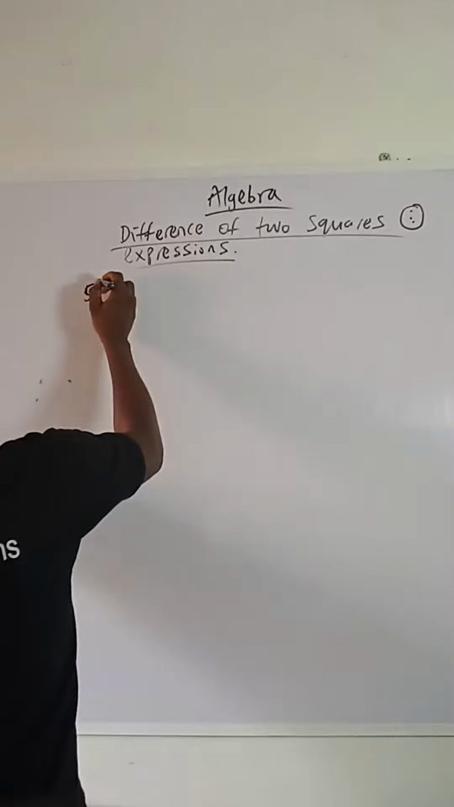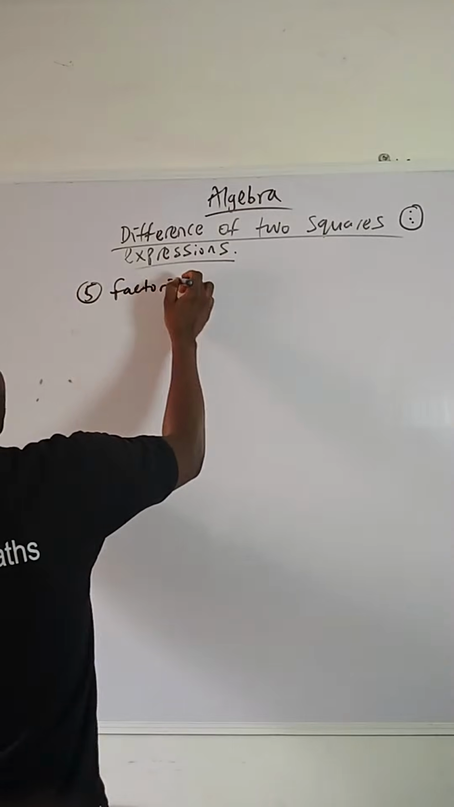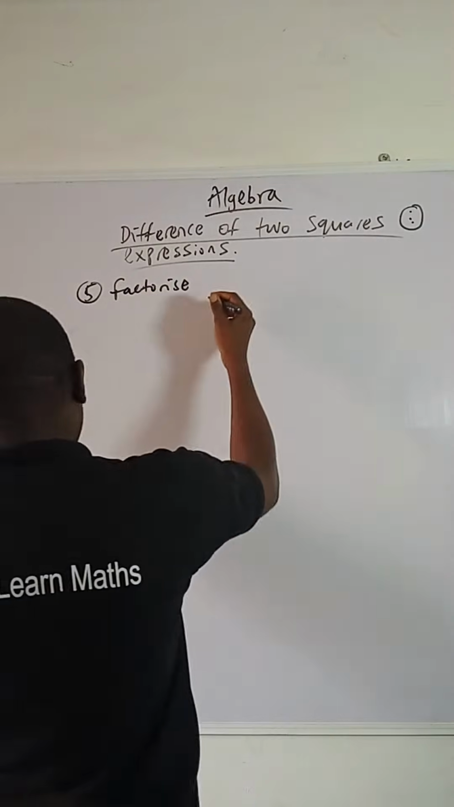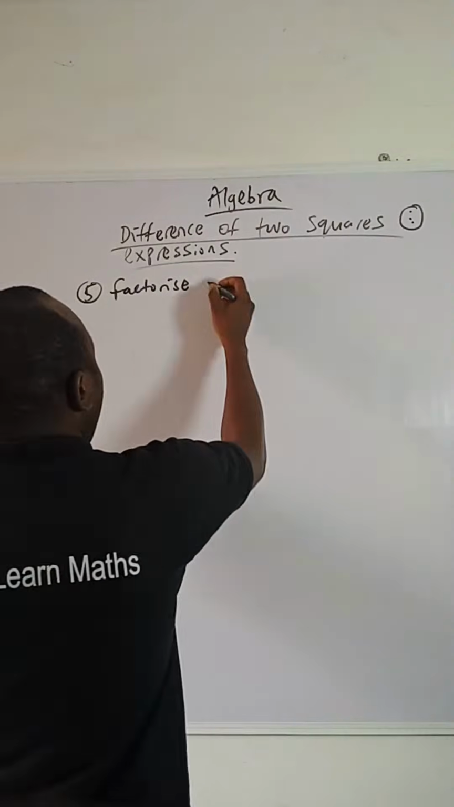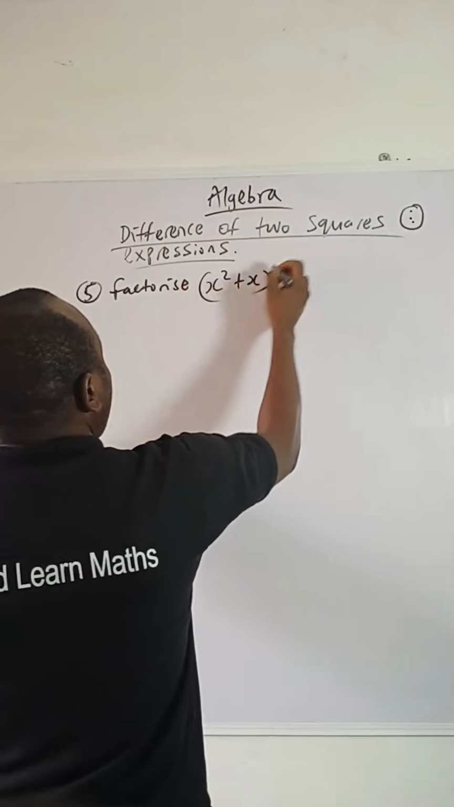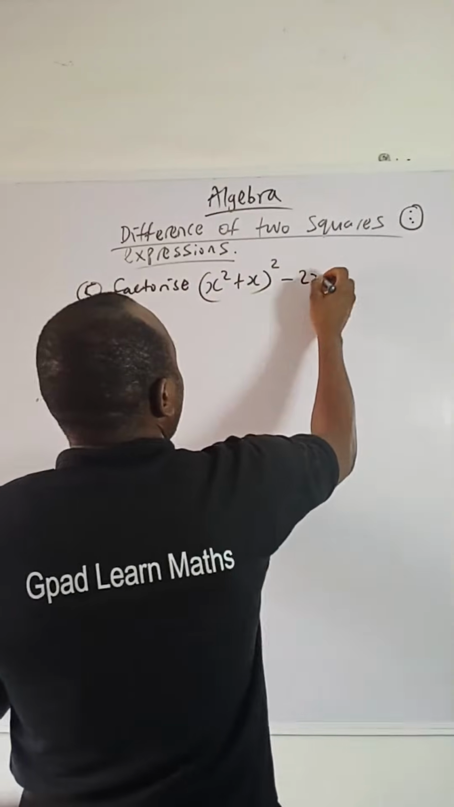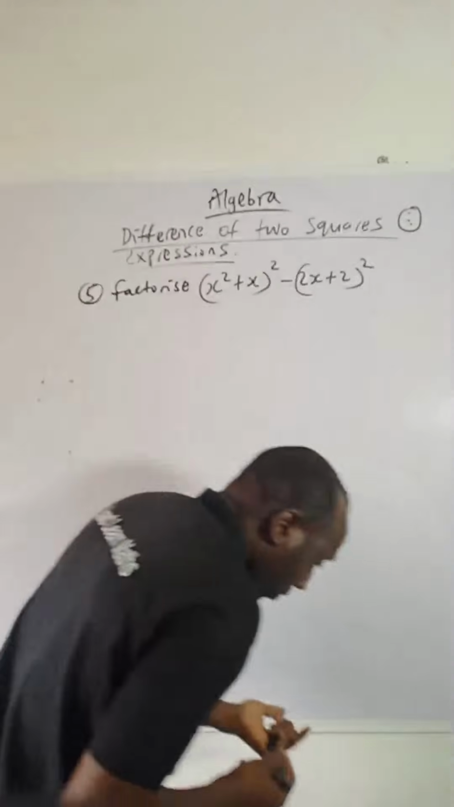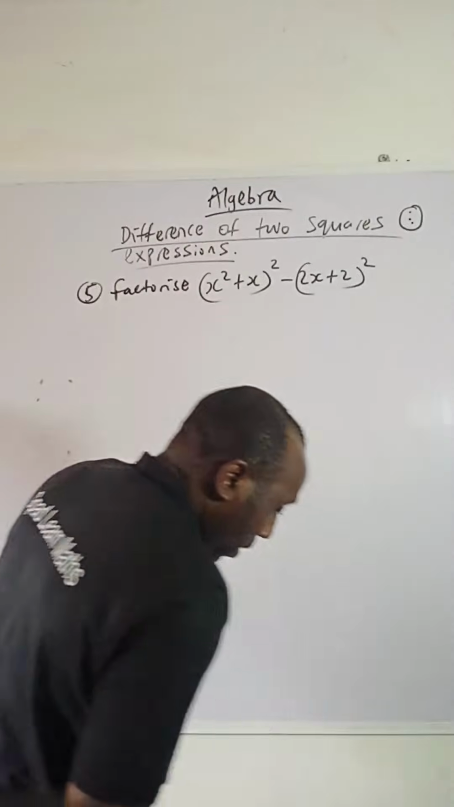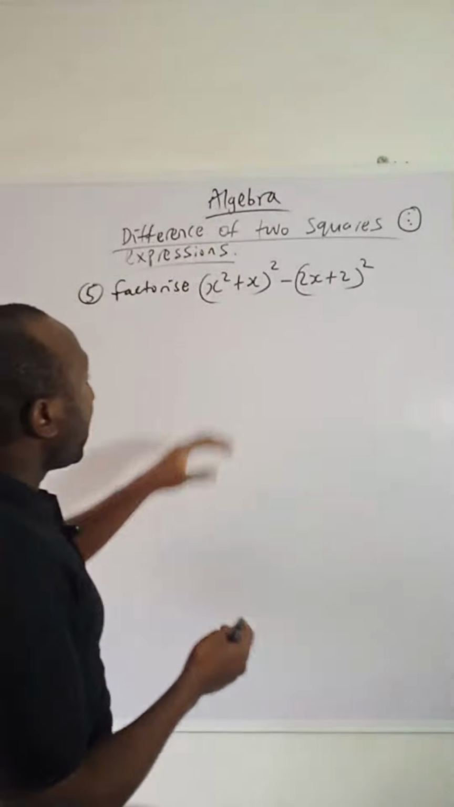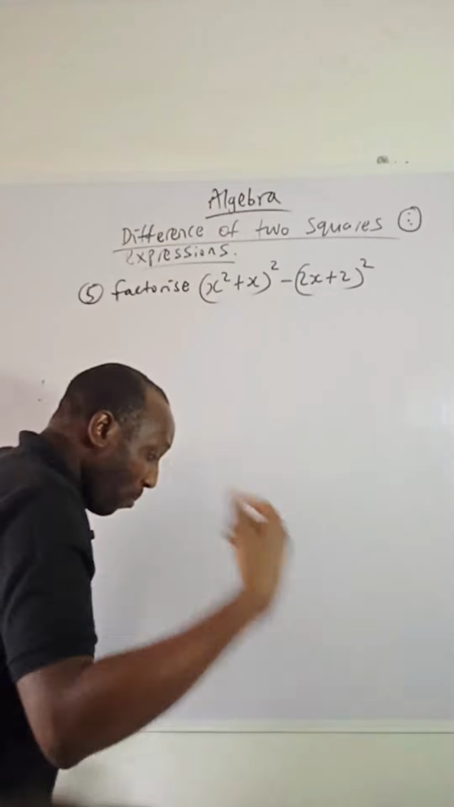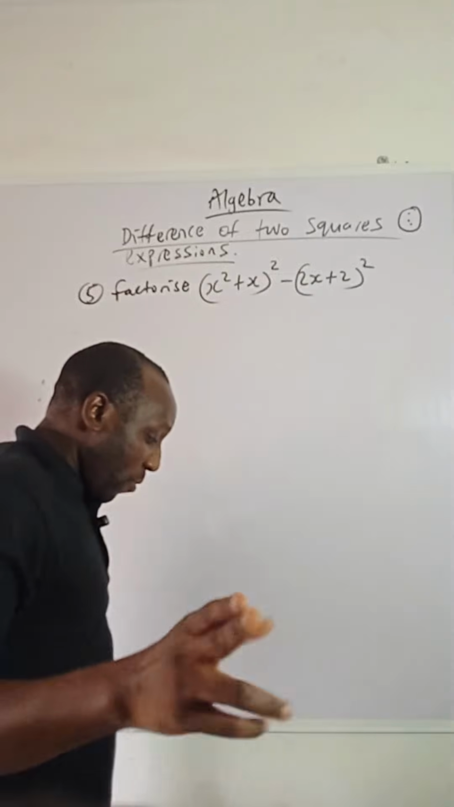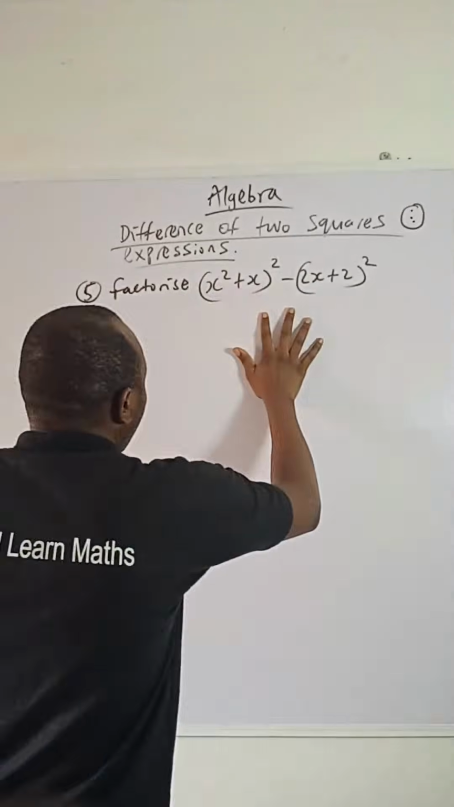So I think this is number 5. Factorize x squared plus x squared minus 2x plus 2 then square. Can you give this a try, everybody? Oh, don't worry. Let me quickly do this. I'll give you one more to try, and that'll be all for difference of two squares. We will now move on to trinomials. Some of you are already anticipating trinomials. We have this one more, and then trinomials.